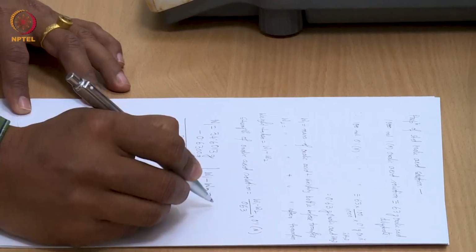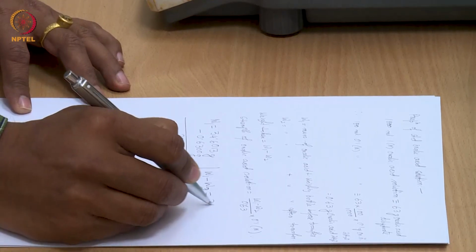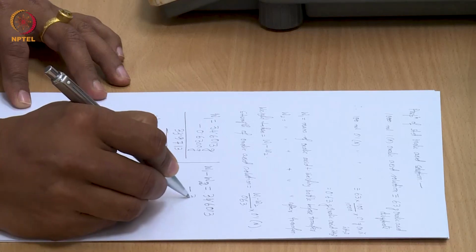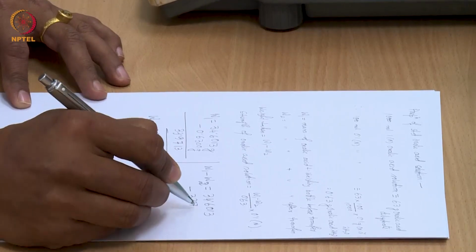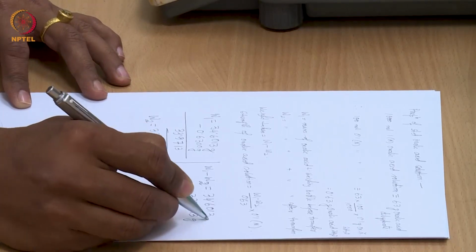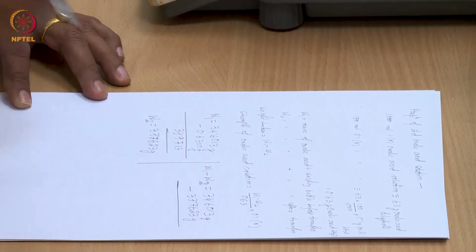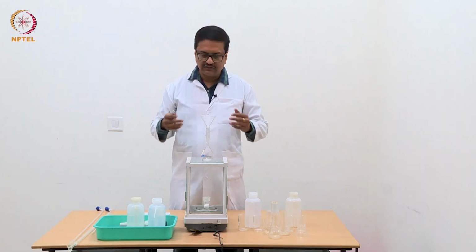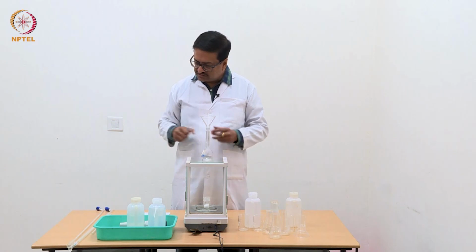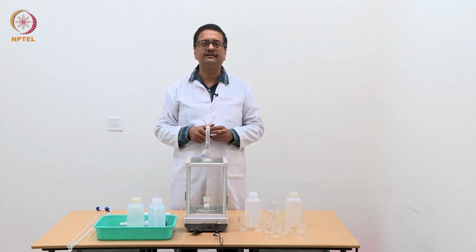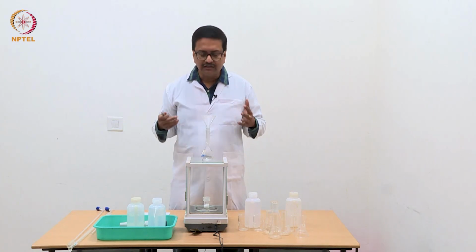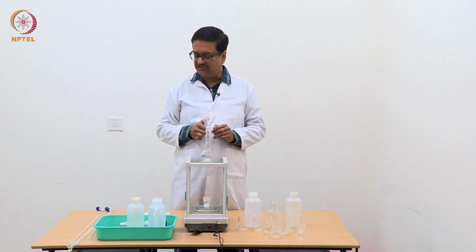So now when I do this calculation, how much amount was transferred, it is nothing but W1 minus W2, which is equal to 34.6013 minus 33.7623 gram. So the difference in weight between W1 and W2 turns out to be 0.839 gram. So what we have done is we have taken a little more than what was required.